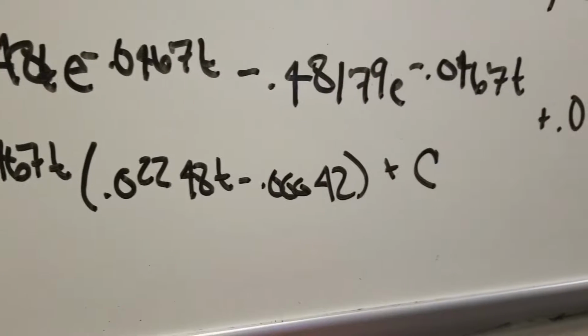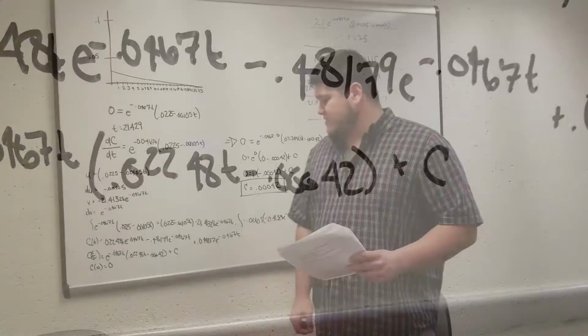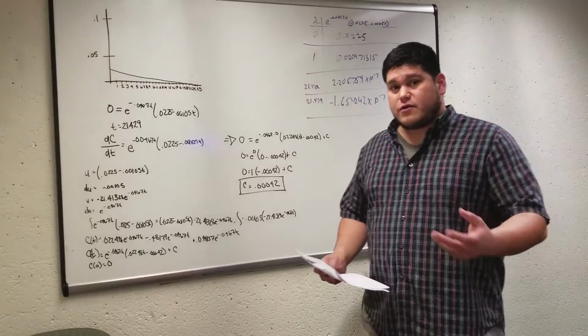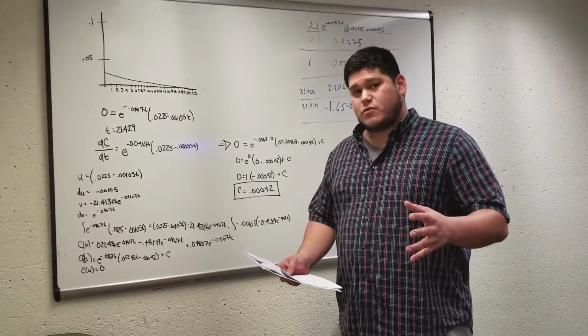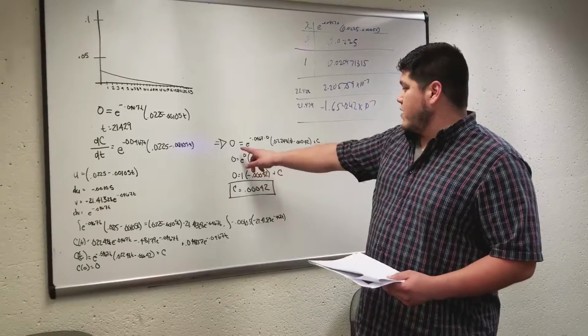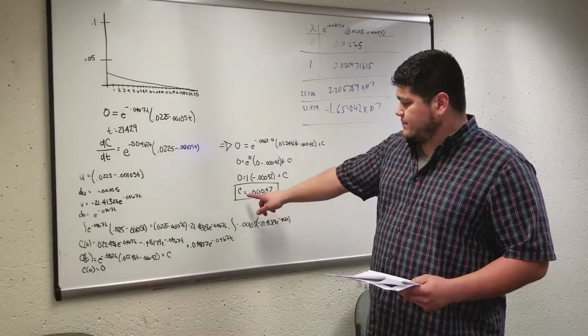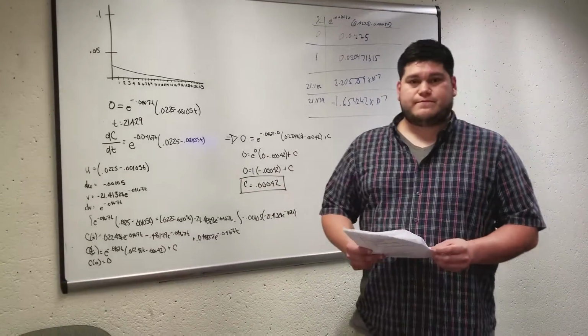0.02248 t minus 0.00042 plus C. Now, one of the questions that's asked is assuming that C of 0 is equal to 0. And that's what we did right here, and we solved for C. Solving for C, we got 0.00042.